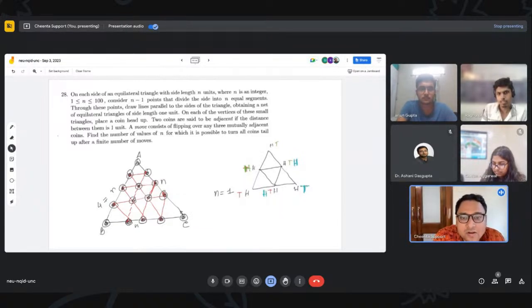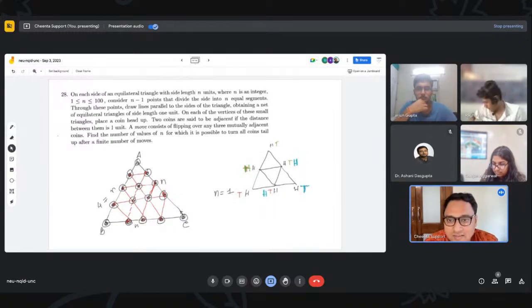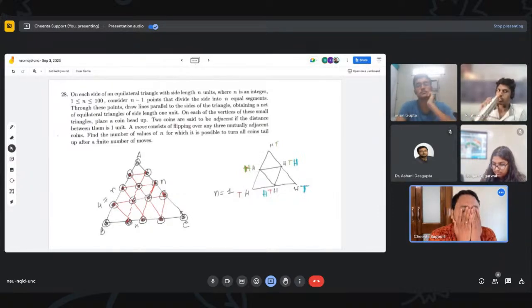So for n equal to 1, it works. n equal to 2, it works. Will it work for any triangle? Maybe it works for n equal to 3. I'll be just back from the washroom.